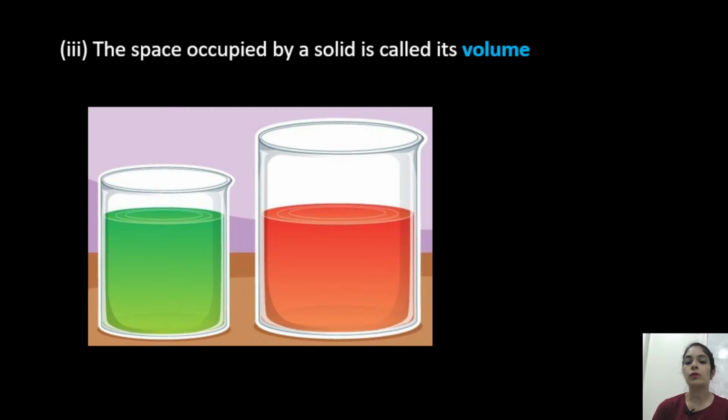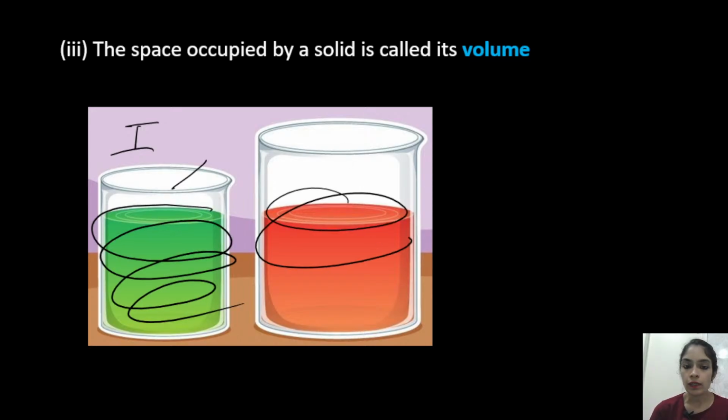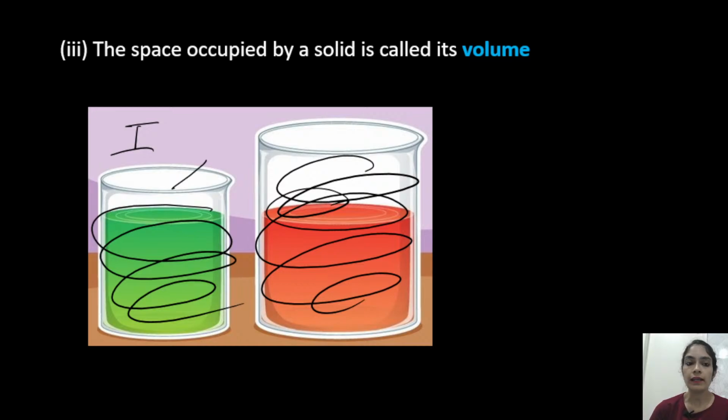Then third one is volume. Volume is the capacity of any solid, like how much it can hold. Like you can see, I've shown you here two solids. So this is basically cylinder. So how much this solid can hold, its capacity is only known as volume. So this is volume.